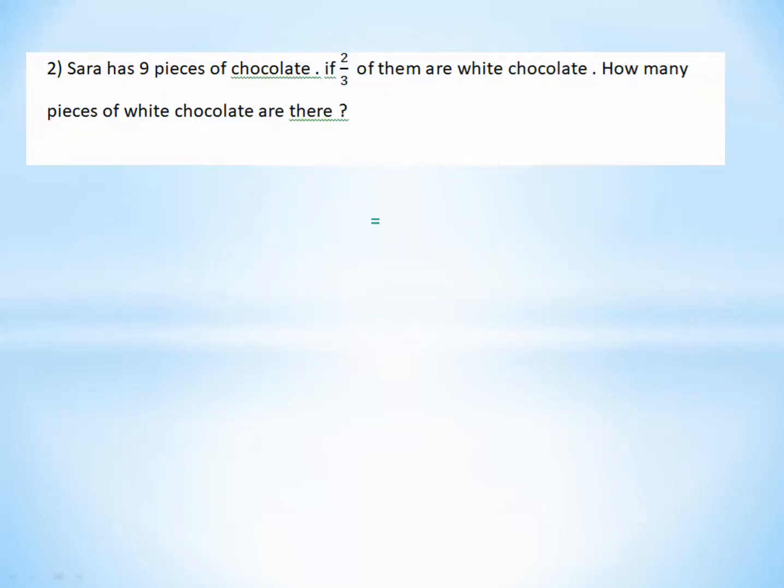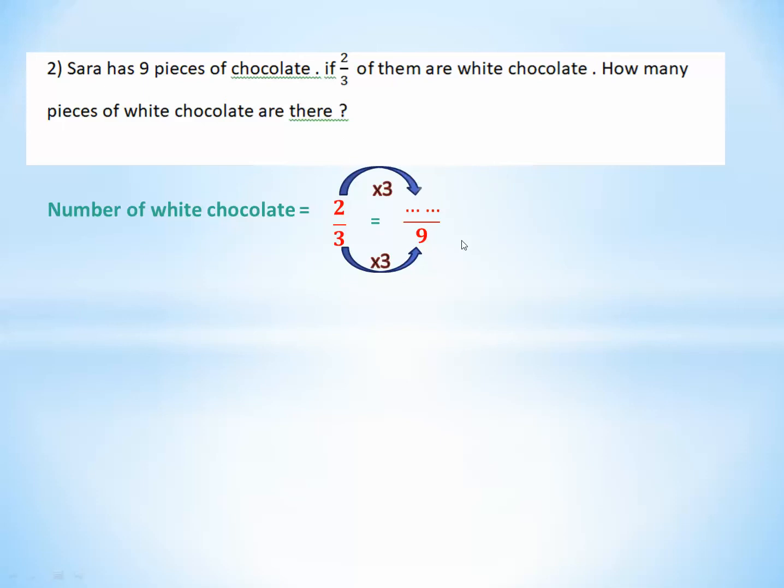Sarah has 9 pieces of chocolate. If 2 over 3 of them are white chocolate, how many pieces of white chocolate? So to get the number of pieces of white chocolate, 2 over 3 times 9, or we will put it like equal fractions. 2 over 3 equals which number over 9? Because 9 is the total. Okay, to get 9 from 3, we multiply by 3. 3 times 3 equals 9, and 2 times 3 equals 6. So we have 6 pieces of white chocolate.